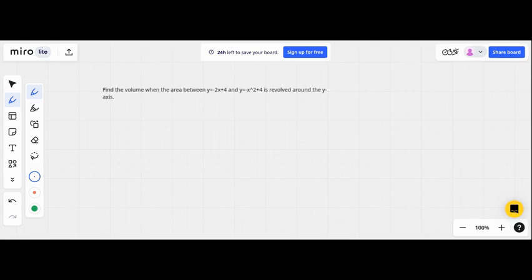So today the problem we have is to find the volume when y equals negative 2x plus 4 and y equals x squared plus 4 is revolved around the y-axis. We'll just start off by drawing a graph, as Mr. DP recommends is necessary to have a good illustration.